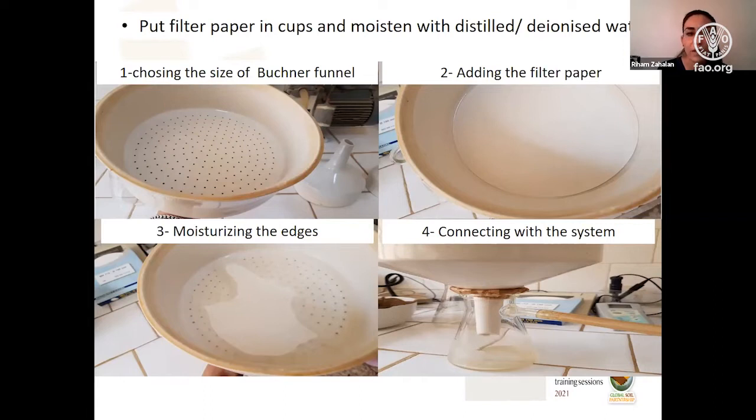So I'm going to add the filter paper. It's very important to moisturize the edges. Why do I moisturize the edges? Because of two reasons. First, in soils with high clay content, I may have, as we mentioned, a very big mass of soil to get only a small amount of soil extract. So I don't need to lose any portion of it, because the filter paper may absorb a little bit. As well, I want to moisturize the edges so I can ensure complete sealing on the edges, so there is no possibility for any soil particles to move toward the soil extract. It's very important, actually. And then I will connect the whole system with the extractor system.